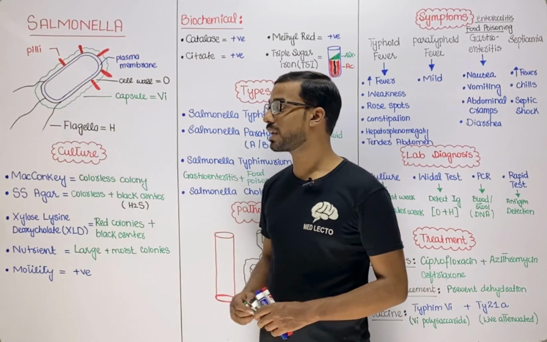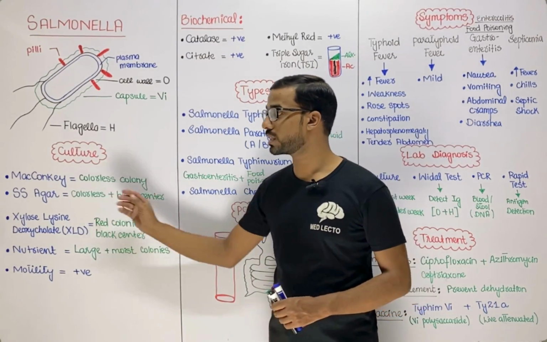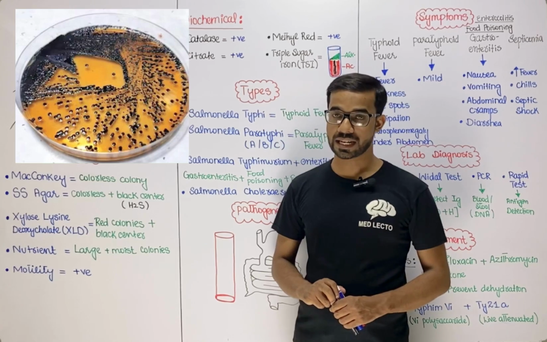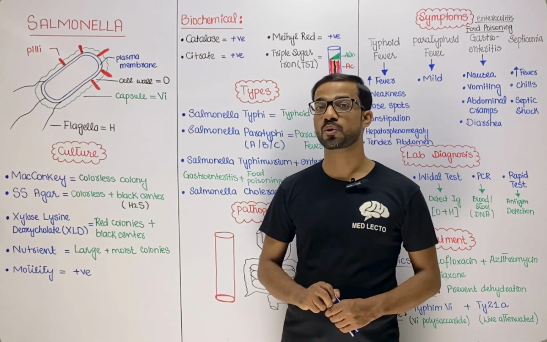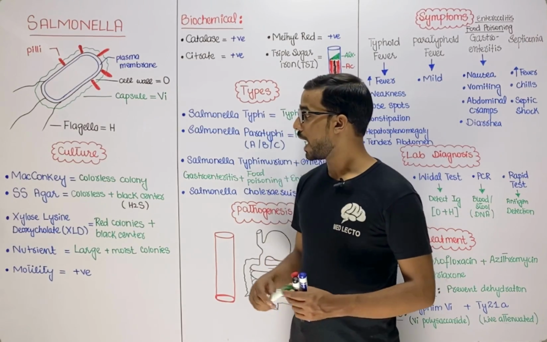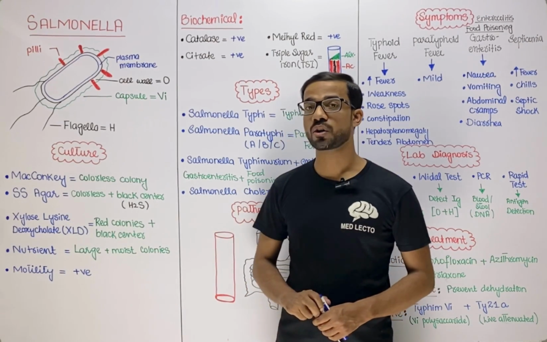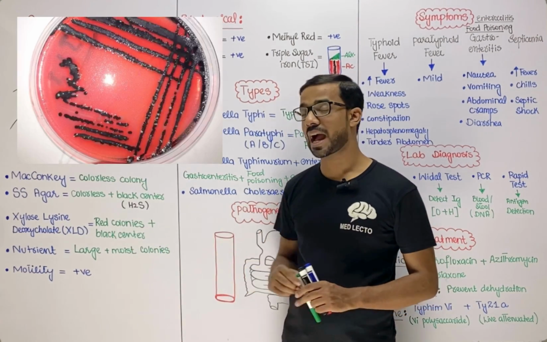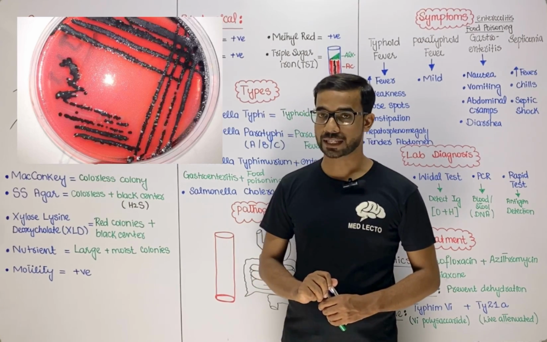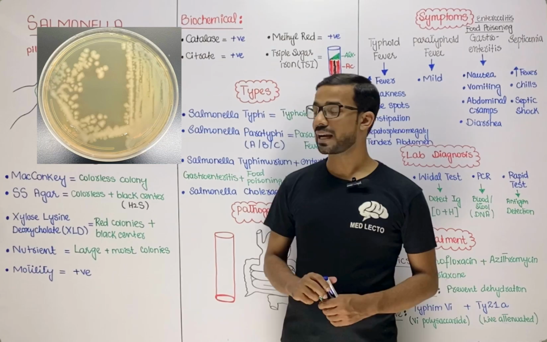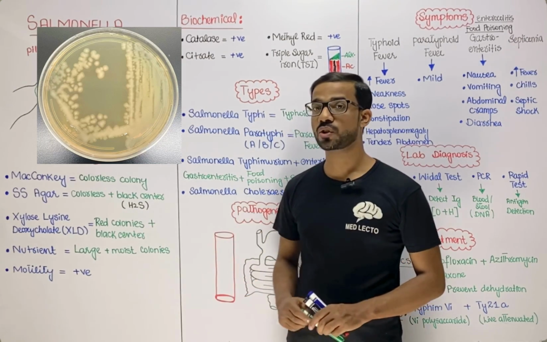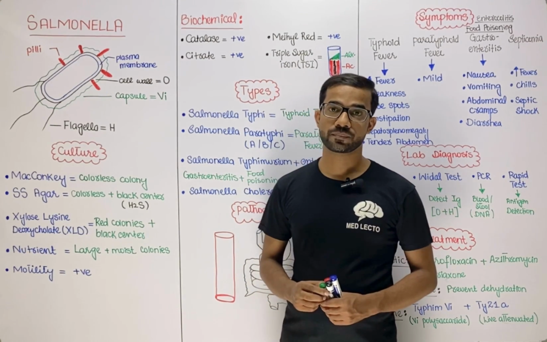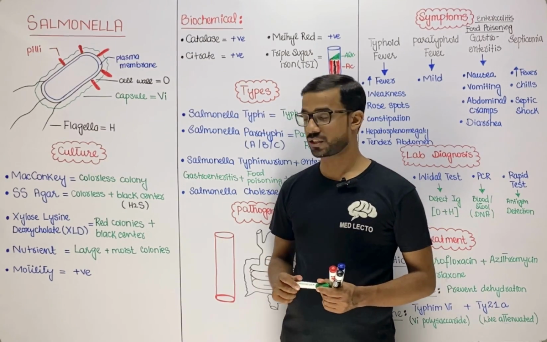Next is SS agar, Salmonella-Shigella agar. In that case, you will also see colorless colonies, but at the center you will see black centers due to the production of hydrogen sulfide by salmonella. Next, xylose lysine deoxycholate agar, XLD agar, on which you will see red colonies, and the center will also be black. And on nutrient agar, you will see large and moist colonies, and nutrient agar is mostly used for antibiotic sensitivity testing.